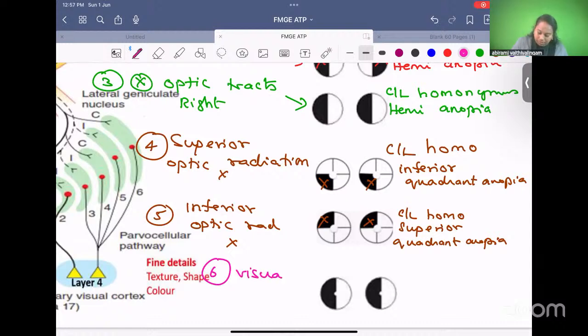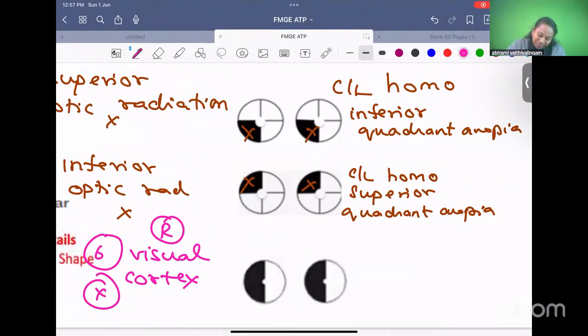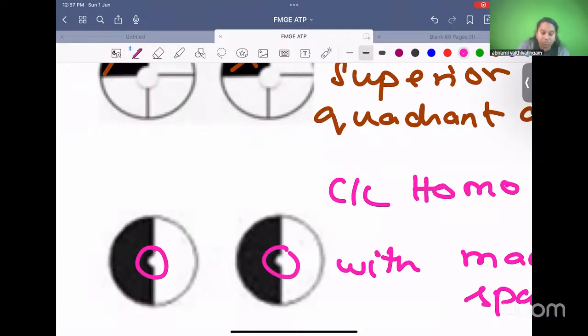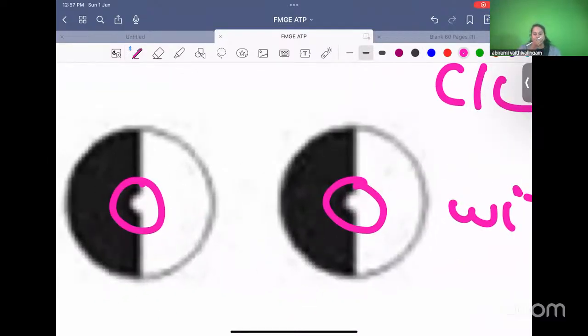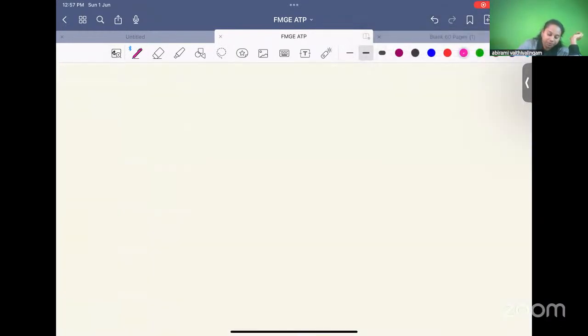Visual cortex. FMG repeat question. Right side visual cortex is damaged. So this is also very clear. Nice. So this is contralateral homonymous hemianopia with macular sparing. Your repeat question, macular sparing or central sparing. What is this macular sparing? See, the center alone is not affected. A small portion which is not affected. Center will escape because if you take the macula, let's take the right eye's macula.